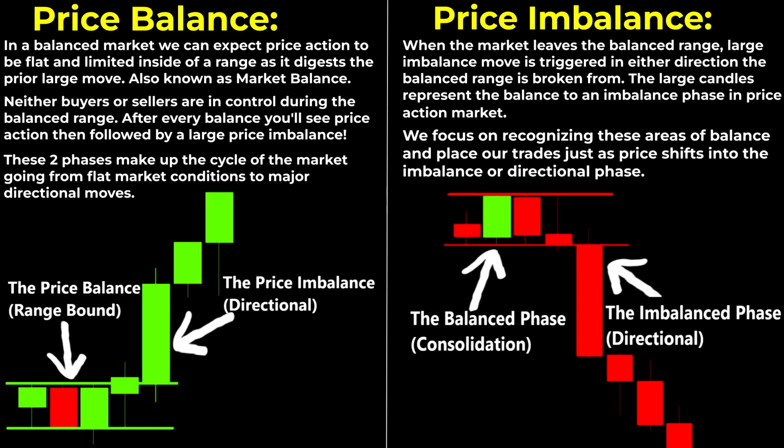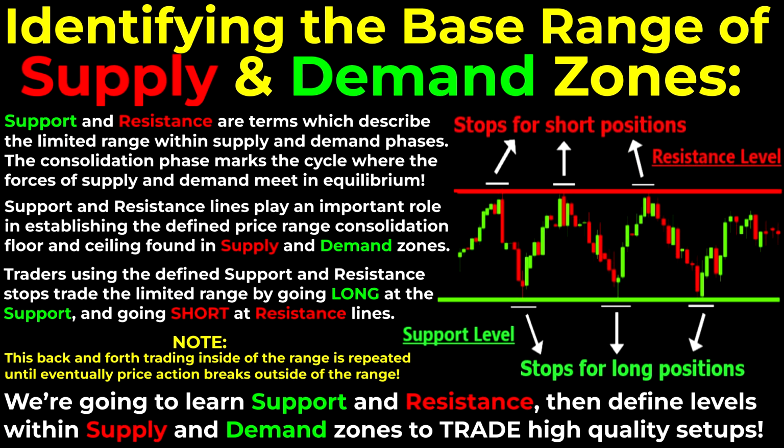The first phase is price balance. Price balance is defined when supply and demand forces are equal. Price balance is when there is a consolidation zone, a calm yet controlled, limited up and down range with low volatility movement in price action. Range bound, flat market, choppy, all of these terminologies describe price action to be flat and in a limited up and down range as it digests the prior large move.